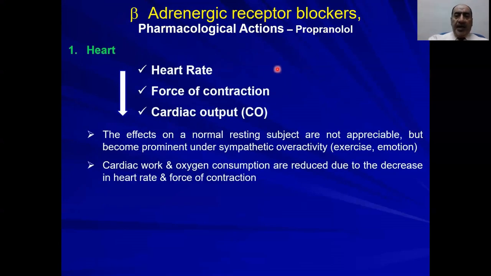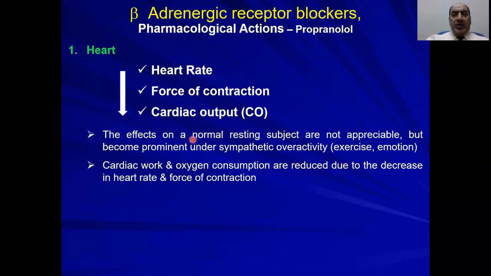The pharmacological actions, okay, take propranolol as a prototype drug. On the level of the heart, it's expected again. The normal response of the heart to the sympathetic nervous system is increasing heart rate, increasing force of contraction, increasing cardiac output, right? The opposite of that will be decreased heart rate, decreased force of contraction, decreased cardiac output, because as you know, heart rate times the stroke volume will give you the cardiac output, right?